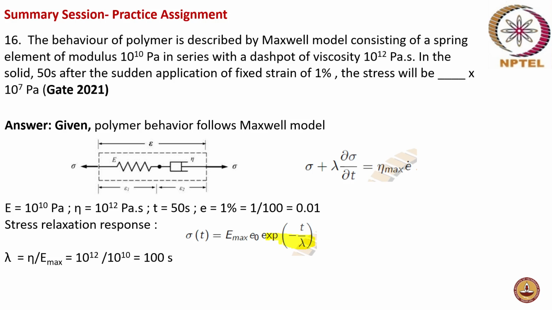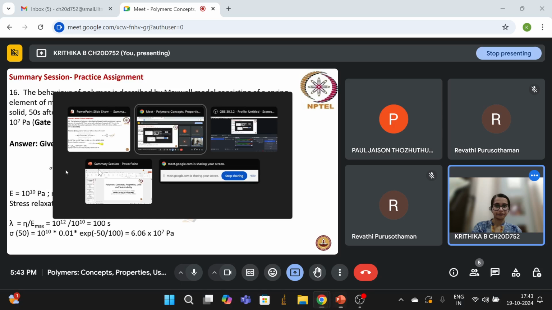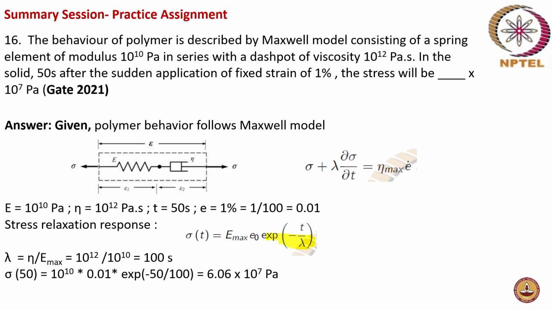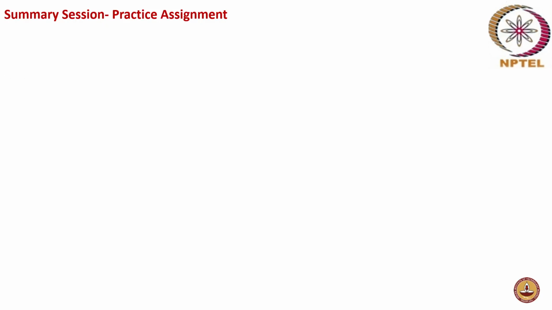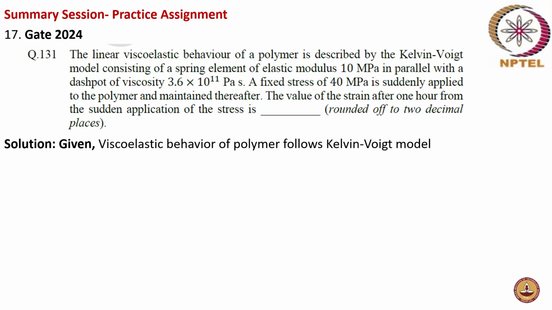So after 50 seconds, what will be the stress? We just incorporate all the values given. Sigma at 50 seconds is E max, which is 10 power 10, into 0.01 into exponential of minus 50 by 100. You will end up with 6.06 into 10 power 7 Pascal. Hope you got it. Both of you got it? Okay, now let's proceed to the next question.